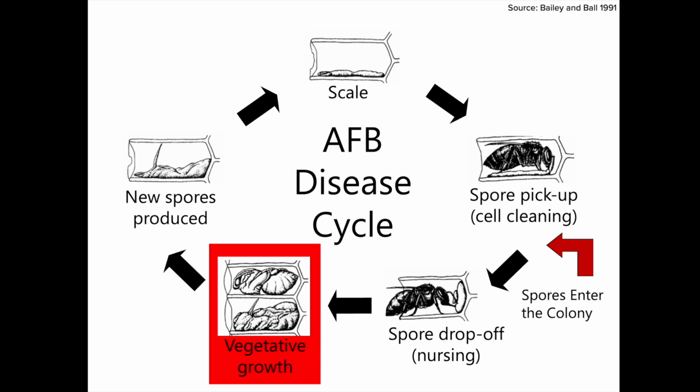They uncap it, it starts to dry down into a scale, and then unfortunately another new bee comes along, scrapes it off the bottom of the cell, and in the process contaminates herself and spreads the disease around. And this cycle very rarely stops. It almost invariably brings the colony down.